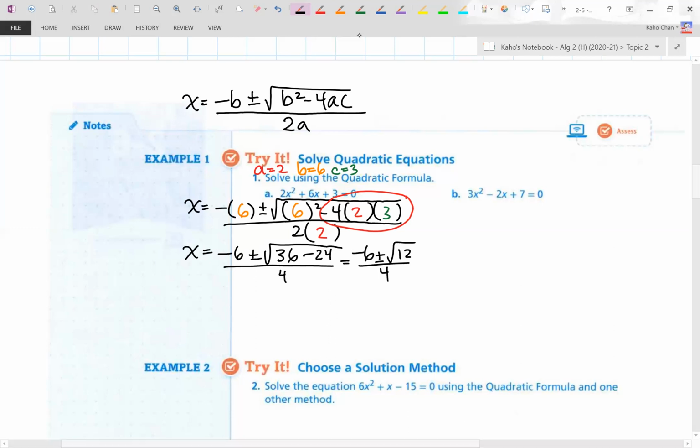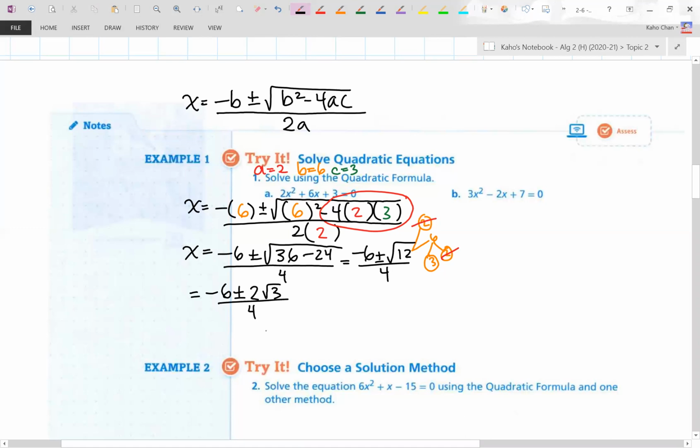12 can be broken down further. Let's do that. We have 2 times 6, and of course 2 times 3. There it is. 12 is 2 times 2 times 3, and the pair of 2's come out of the radical. And that will give you negative 6 plus or minus, the pair of 2's comes out as a single 2 from the radical, root 3, there's no other pair there, all over 4.